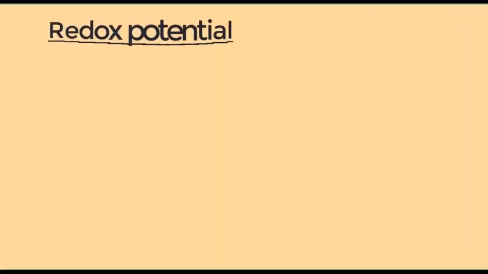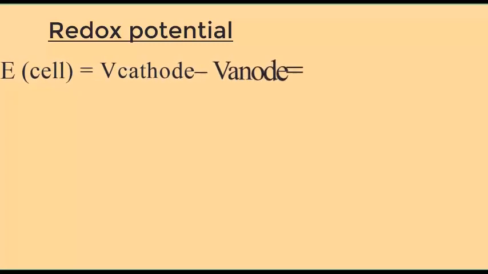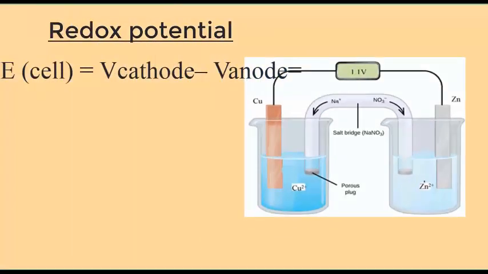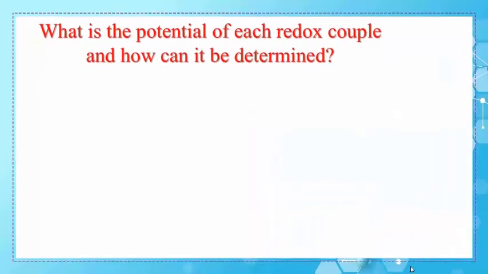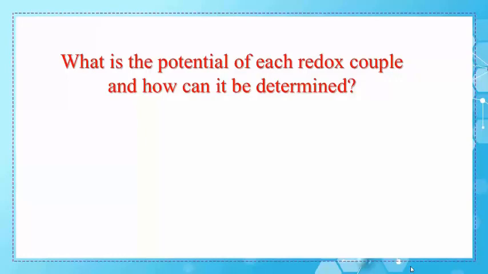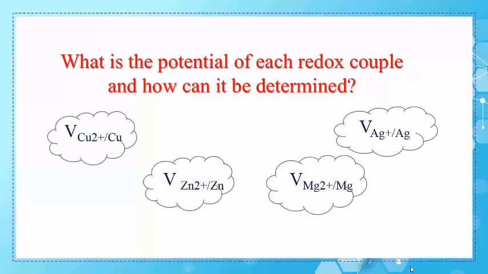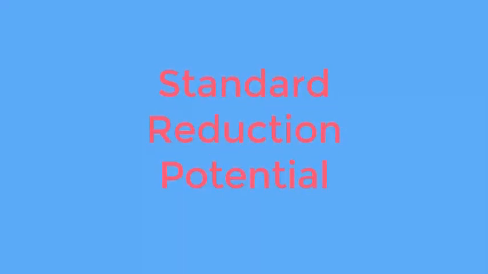So for now, you've learned that the redox potential of a galvanic cell is the same as E, which is equal to the difference between the cathode and the anode, equal to the voltage read by this galvanic cell, in this case 1.1 volt. However, what is the value of V cathode and V anode? In other words, what is the potential of each redox couple and how can it be determined? What is the potential of Cu2+/Cu, Zn2+/Zn, any other kind of metal? This will be our talk on studying the standard reduction potential of metals.